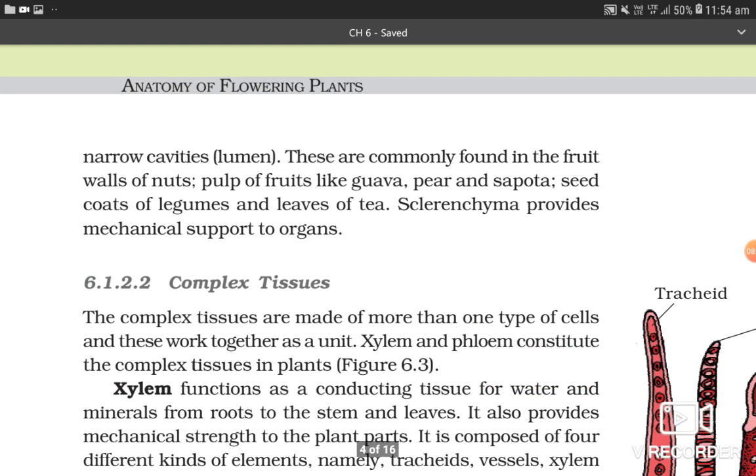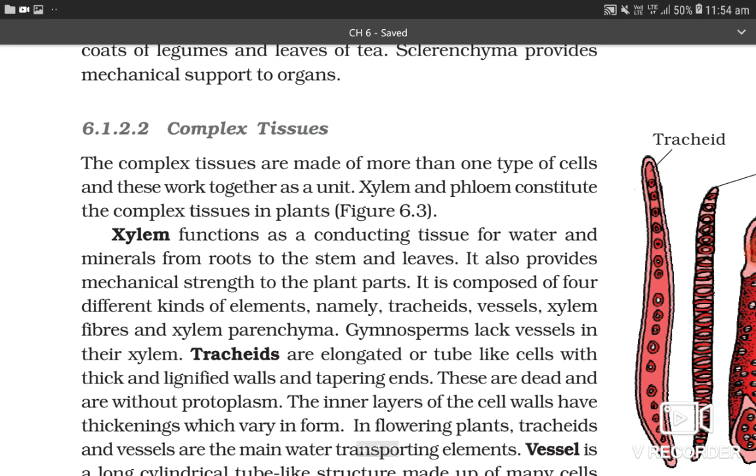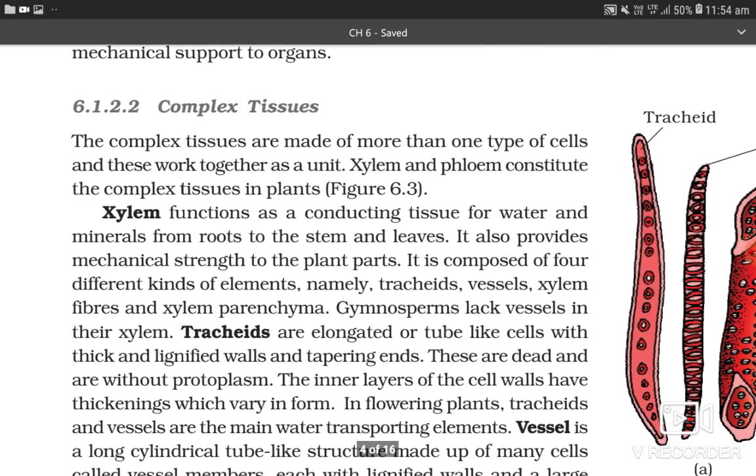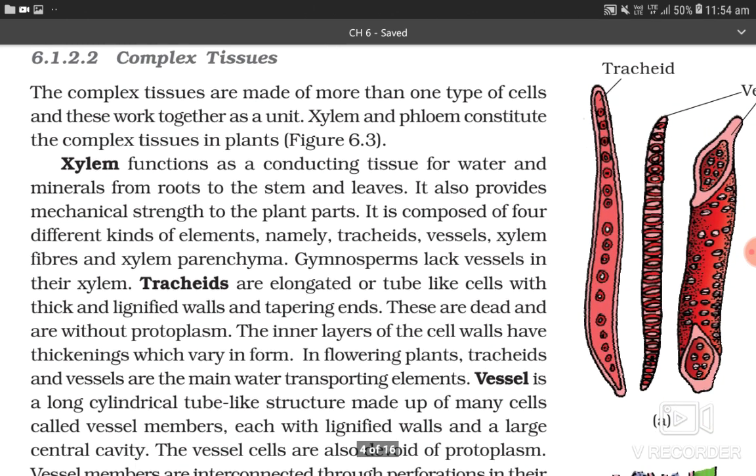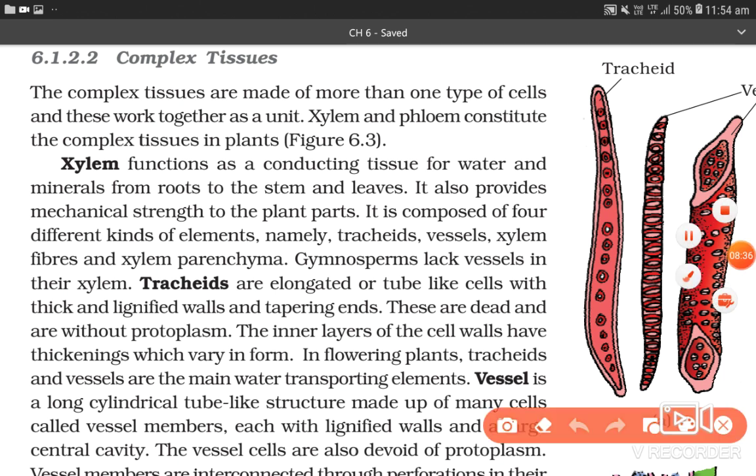Complex tissues. The complex tissues are made up of more than one type of cells and these work together as a unit. Xylem and phloem constitute the complex tissue in plants.